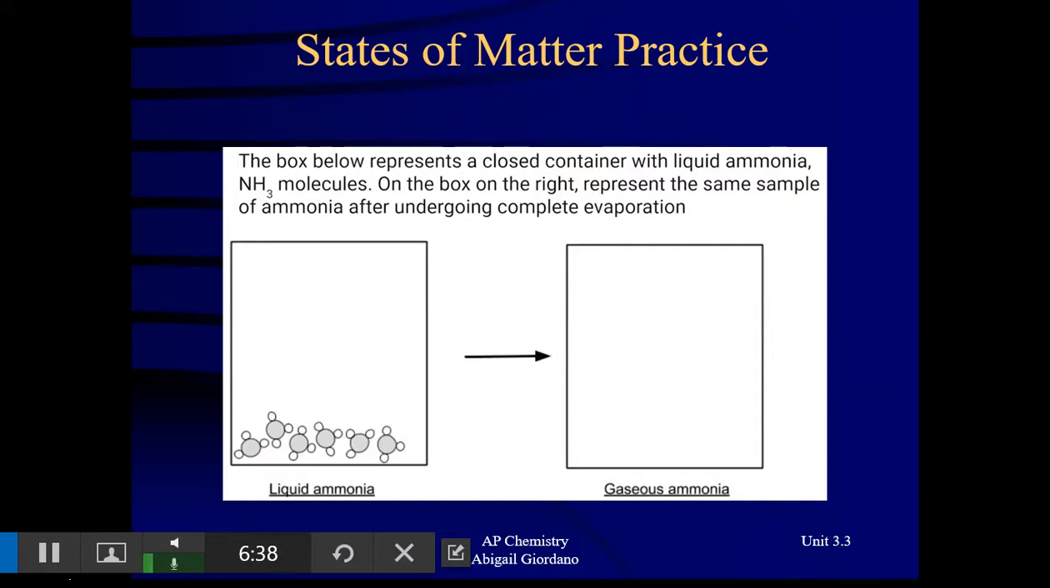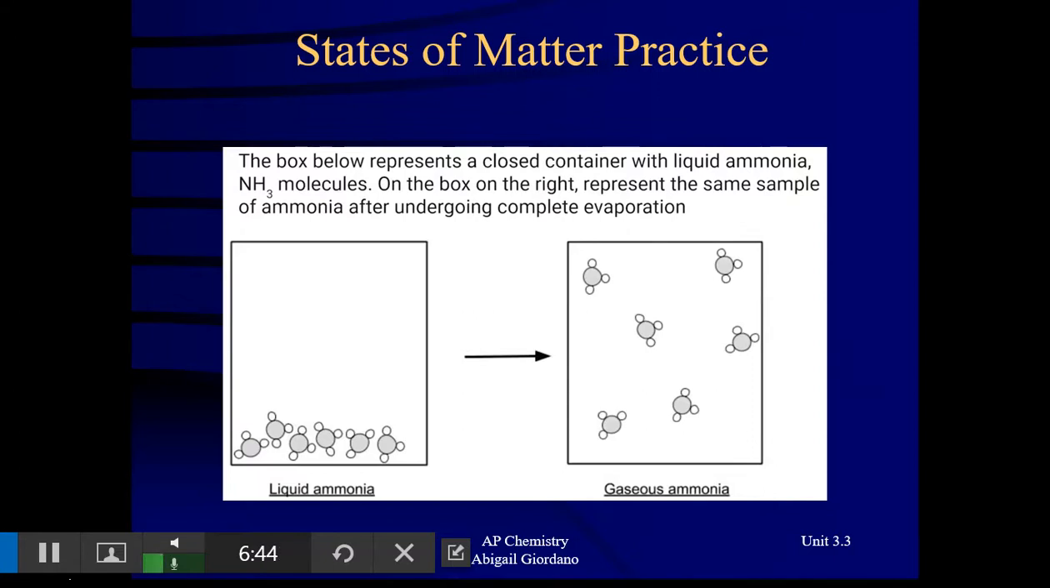All right, let's see how you did. Your drawing should look something like that. Now there's a couple of things I want you to notice here. To get full credit for a question like this, you would need to have the same number of particles as in the drawing on the left. There were 6 ammonias on the left, there should still be 6 on the right. It's in a closed container. Since it's in the gas phase, you should draw them with space between the particles so that it's clear that it's in the gaseous phase.